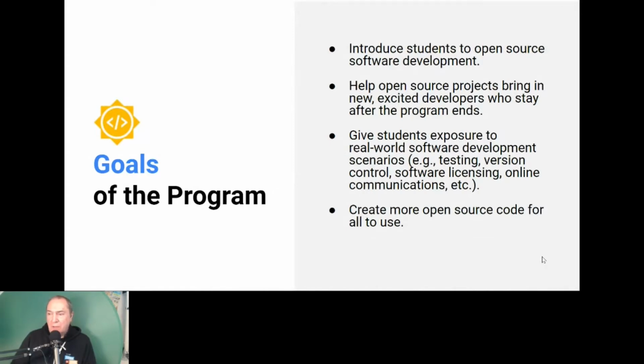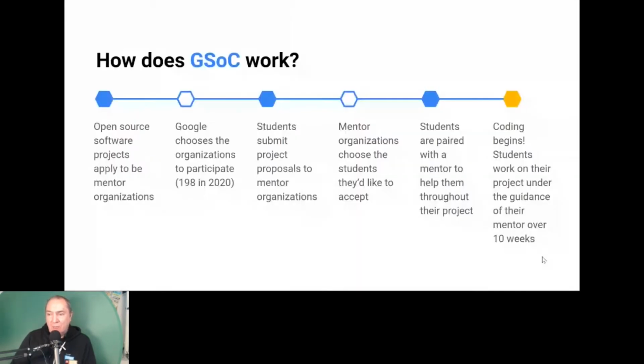I will show you the dates for 2021 in a moment, but to start, at some point Google opens applications to open source organizations around the world that can apply to be mentor organizations. At some moment in February or March, Google chooses the organizations. Last year in 2020, we were almost 200 organizations from all over the world. After this, students look at which organizations are in GSOC this year, and they submit their proposals to the mentor organizations. Then mentor organizations look at the different projects from the students and choose which ones to accept. Finally, when the accepted students are announced by Google, because Google has the last word, they are paired with a mentor from every organization, and the mentor will help them through their project.